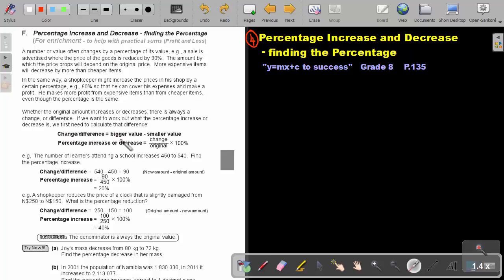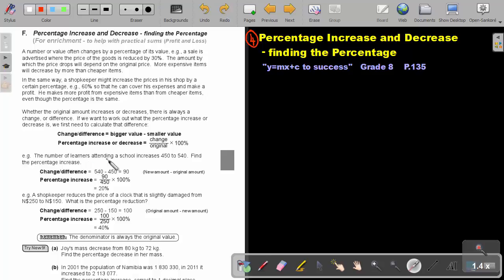You always take the bigger value minus the smaller value. But if you want to work out the percentage increase or decrease, you take that change or difference and you put it over the original value, the value that they mentioned first. And then to make it a percentage, you multiply by 100%. So let's look at an example.